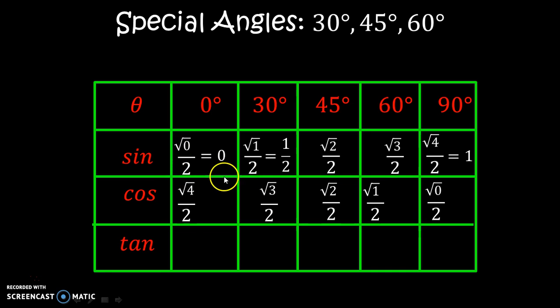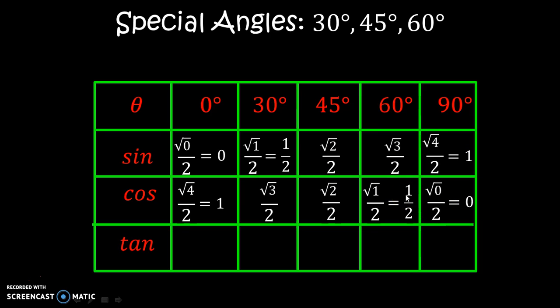Now, let's simplify that. The square root of 4 is 2, and 2 over 2 is equal to 1. So, we leave this as our final answer, and also this. And this one, the square root of 1 is 1, so it's 1 half. And for this one, the root of 0 is 0, and 0 divided by 2 is still 0. So therefore, cosine 0 degrees is 1, cosine 30 degrees is square root of 3 over 2, and cosine 60 degrees is 1/2, and cosine 90 degrees is 0.